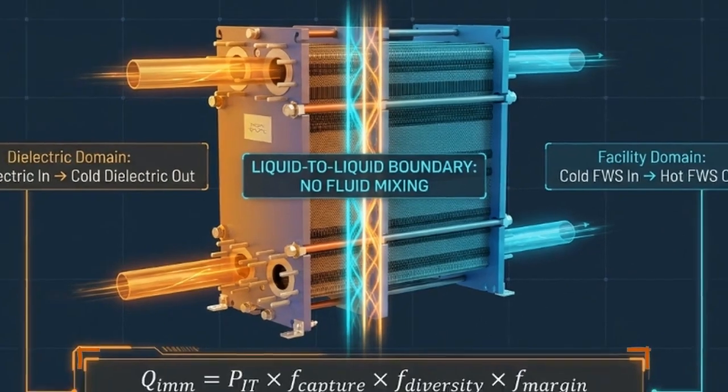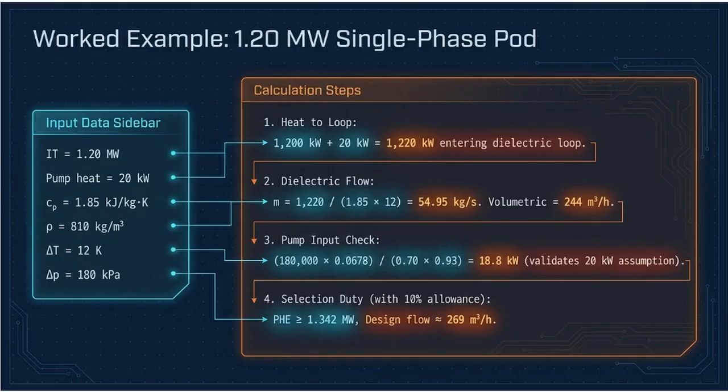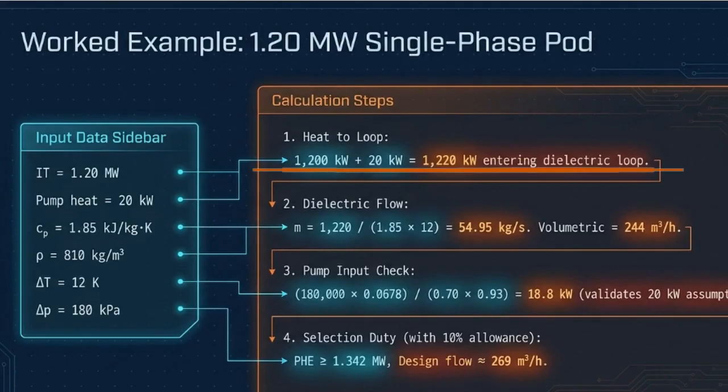The PHE must be sized to absorb the total captured IT load multiplied by the fluid capture rate, diversity factors, and a strict engineered design margin. Let's run the calculation for a 1.20 megawatt single-phase pod. We start with the 1200 kilowatts of IT load and add the 20 kilowatts of heat generated by the pump itself.